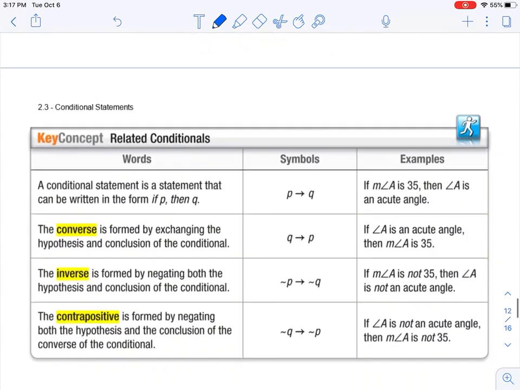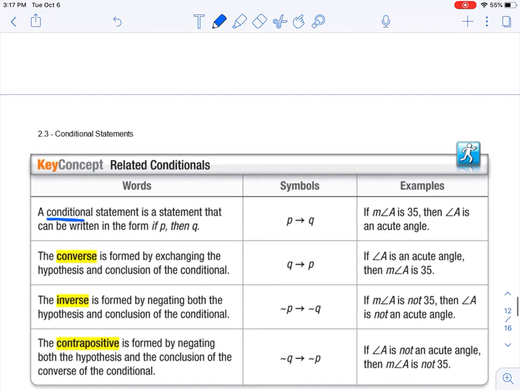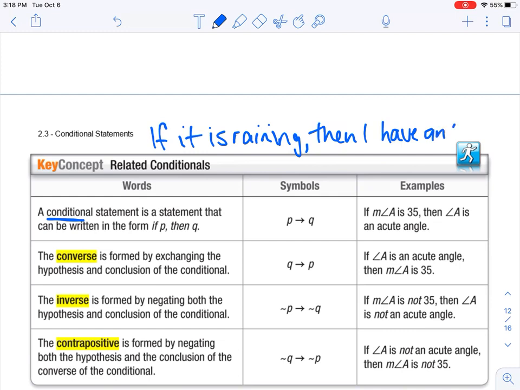Okay? Now we have something else here. This is another idea. So we have our original conditional statement. That's our P then Q. This is in the form if P then Q. I like, instead of using this geometry example on the side, to use the example if it is raining, then I have an umbrella. Might be a little easier to hear the difference, okay?